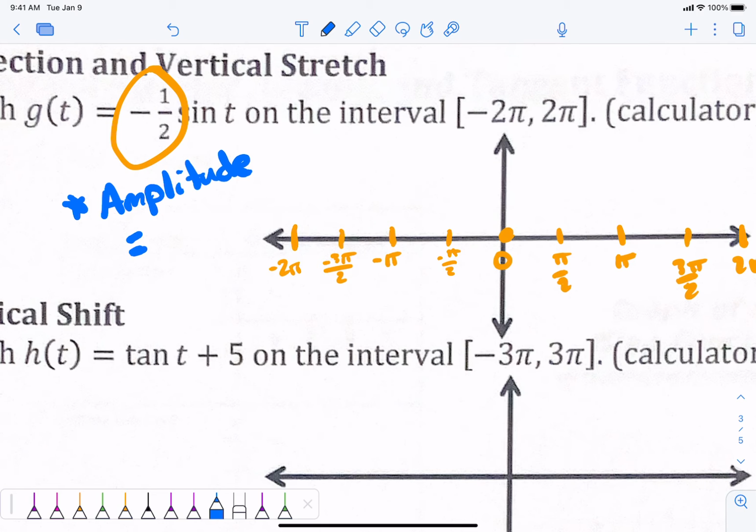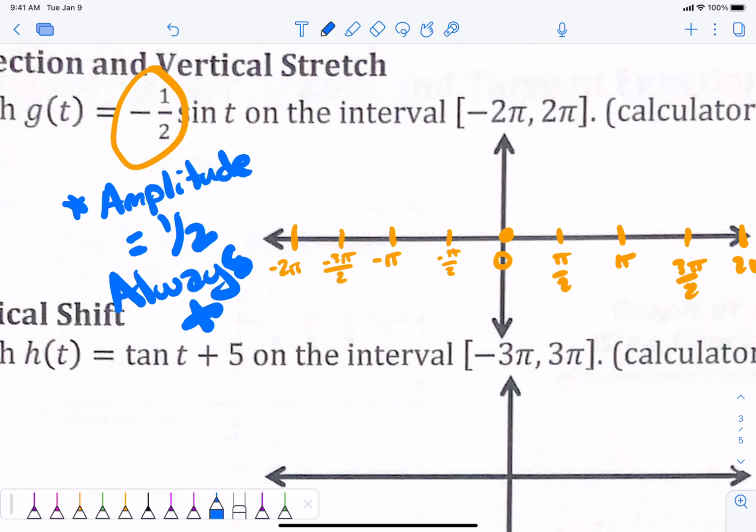It does matter, because the negative flips it. It's just half. So the amplitude is 1/2. Amplitude is never negative because amplitude is asking for the height of it. Well, you can't have a negative height, right? So amplitude is always positive. But what does the negative do?